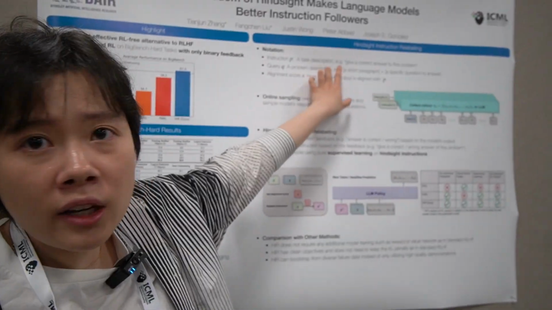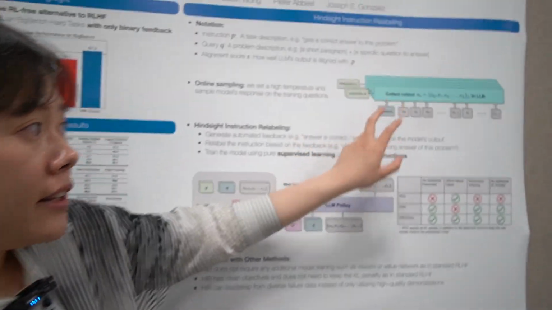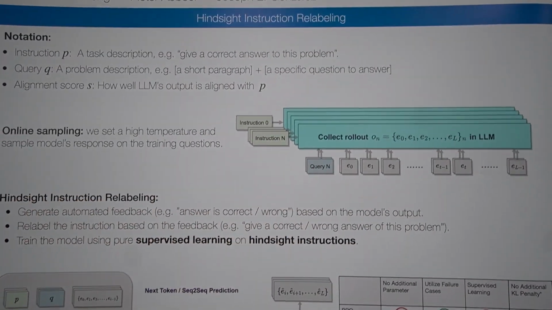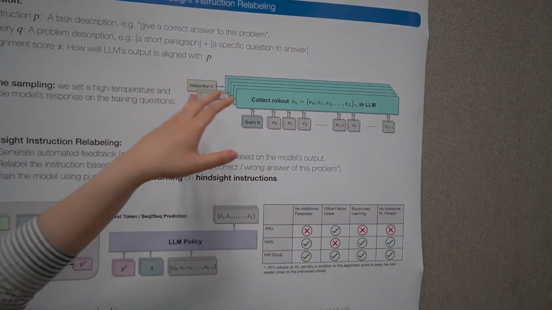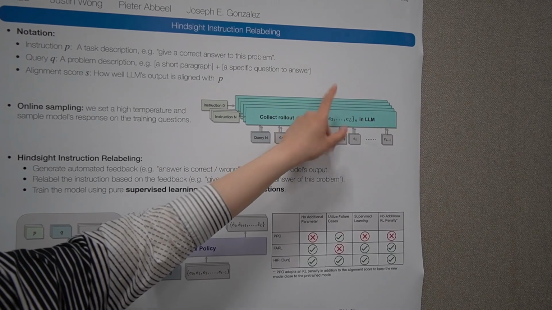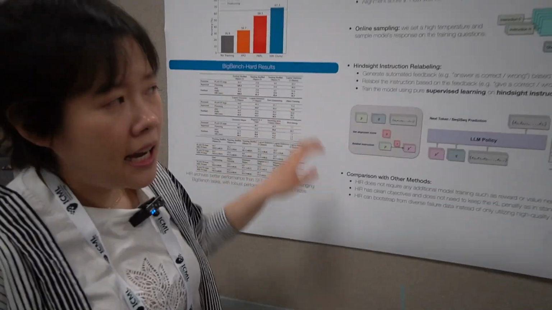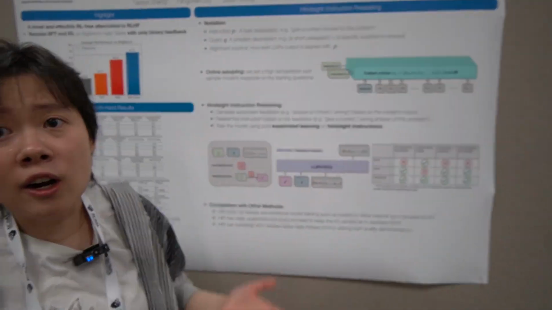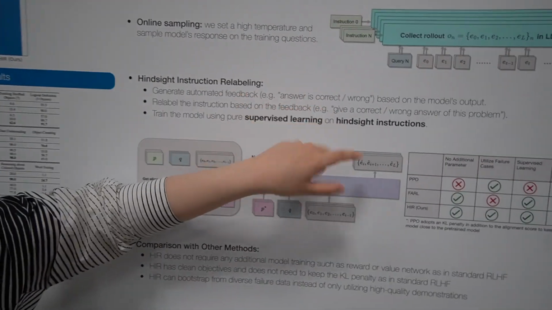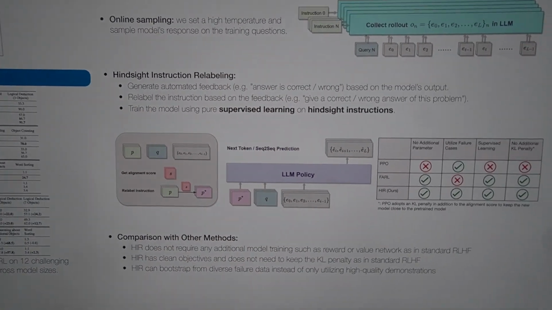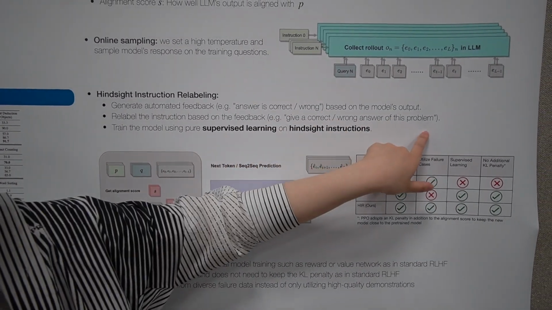At the very beginning, we give the model a prompt, give a correct answer to this problem, and then we take a query problem from the training set and let the LLM generate some answers. After that, we evaluate the answer's correctness by checking the LLM's output against the answer in the training set and tell the model whether the answer is correct or wrong. If the answer is correct, we don't do anything to the instruction, but if the answer is wrong, we relabel the instruction to be: give a wrong answer to this problem.